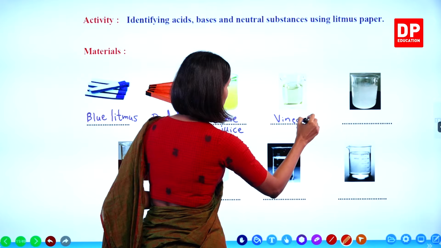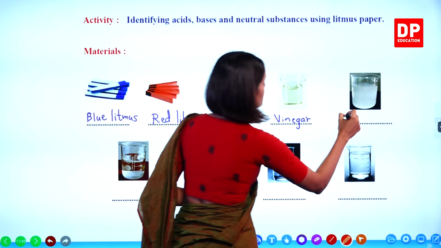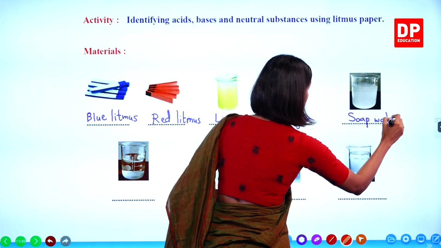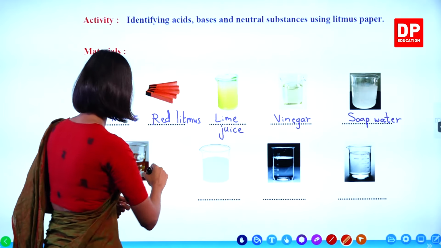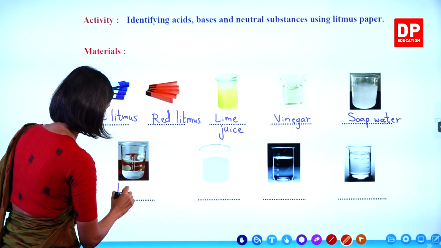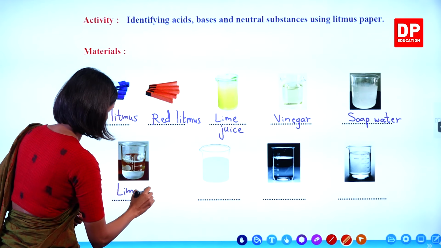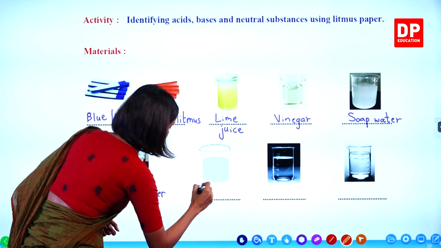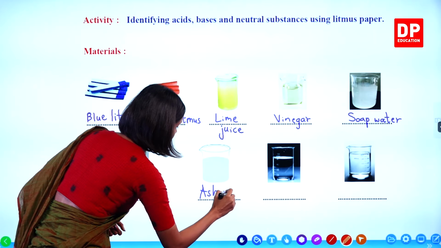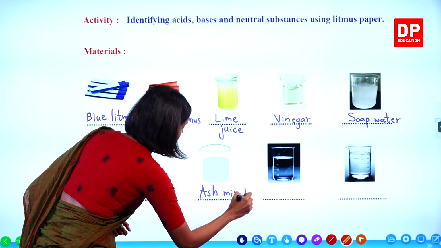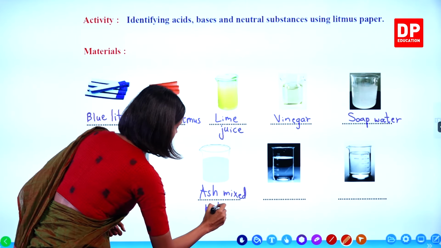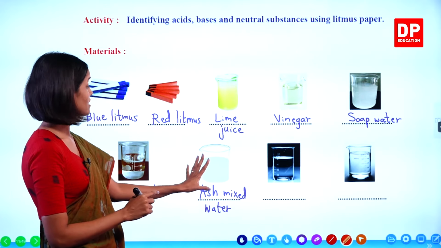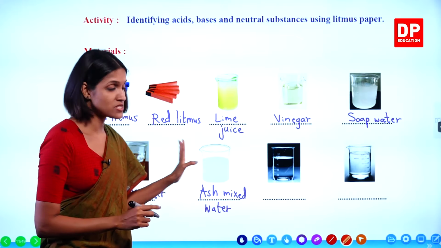So lime juice and vinegar come in under acids. Then we need soap water, lime water, and ash mixed water. So soap water, lime water and ash mixed water come in under basic substances.